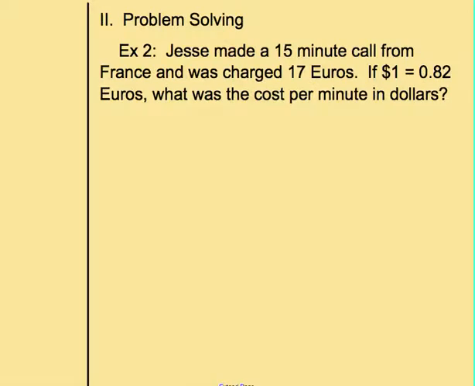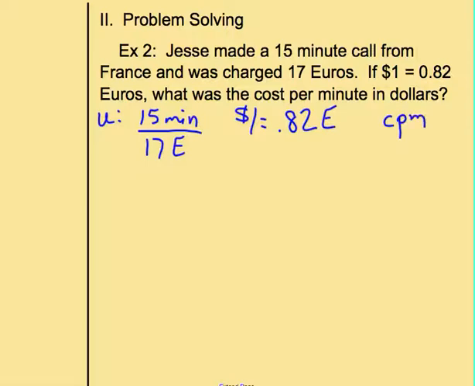Our next example, we're going to use our UPS check. So I know that a 15-minute call costs 17 euros and $1 equals 82 hundredths of a euro, and I'm looking for the cost per minute in dollars. So what I notice is that I'm going to have some unit conversion. I'm currently in the euros unit and I want to be in the dollars unit. So when we do that, we need to set up a multiplication problem as opposed to an equation.